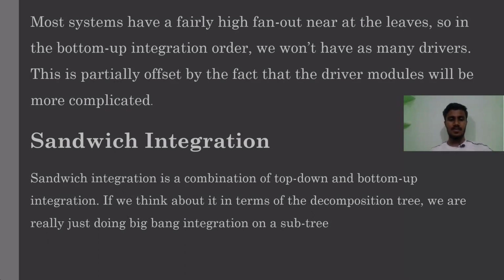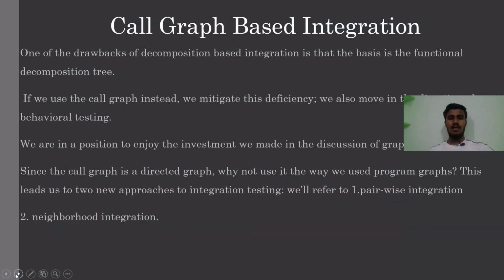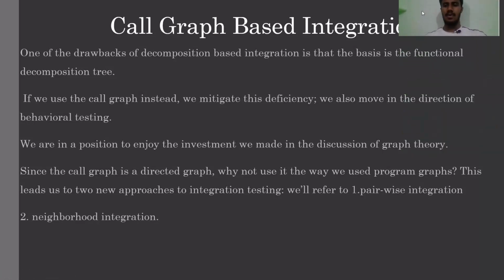And so the next one is call graph based integration. So let's see what it is all about. One of the drawbacks of decomposition based integration is that it is based on the functional decomposition tree. If we use the call graph instead, we mitigate this deficiency, and we also move in the direction of behavioral testing. We are in a position to enjoy the investment we made in the discussion of graph theory. Since the call graph is a directed graph, why not use it the way we use program graphs?